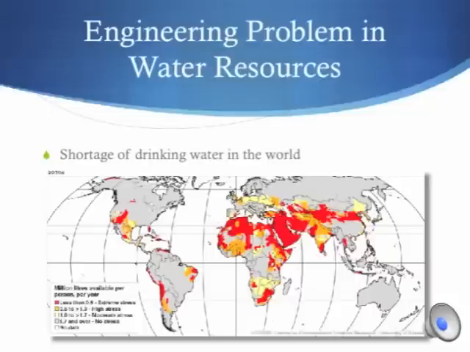Today, the world has experienced a shortage of drinking water. While 70.9% of the Earth's surface is composed of water, less than 3% of it is drinkable. From the chart, we can see that extreme stress is mostly located in the Middle East and North African areas.